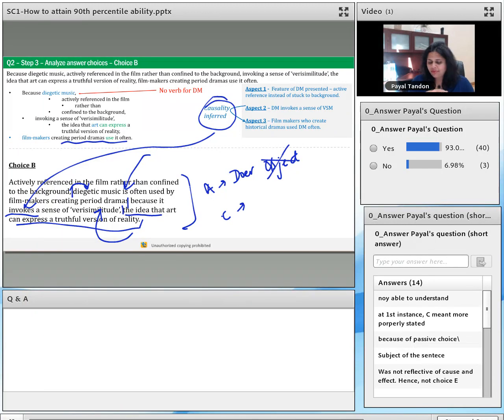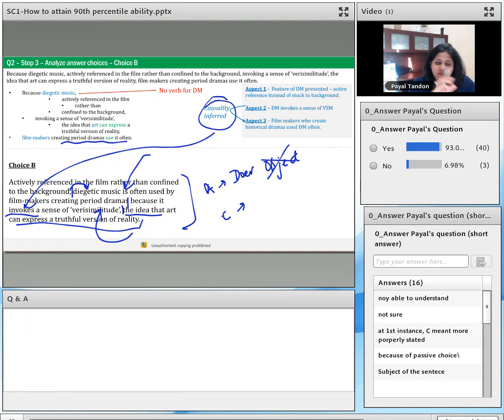Again, there could be multiple things. Essentially, over here, the main thing is that in the original choice, filmmakers creating period dramas use it often. So you have filmmakers use diegetic music often. You have the doer over there. And that is what choice B is also communicating. Diegetic music is often used by filmmakers, right? So if the doer has been mentioned in the original choice correctly, with a particular intent, and your answer choice also expresses the doer, then there's nothing wrong in the passive voice.